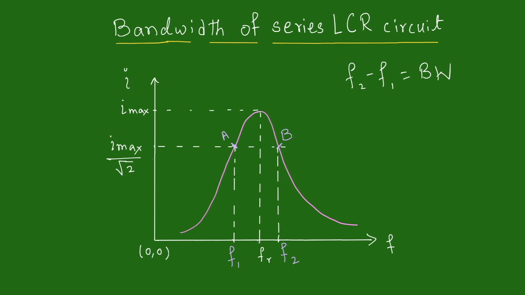In practice, the resonance curve is always plotted for current I against log of frequencies so that we can cover a larger range of frequencies. In that case, the two cutoff frequencies will be obtained in terms of log of F1 and log of F2. And hence, to calculate bandwidth, we need to take the anti-log of the readings corresponding to the 2 points A and B.